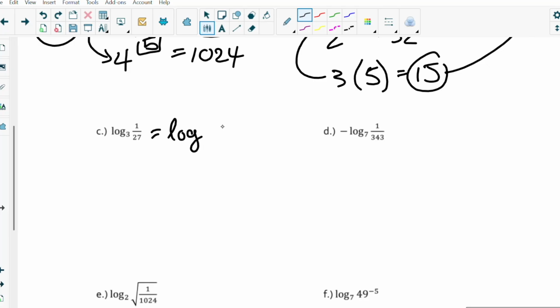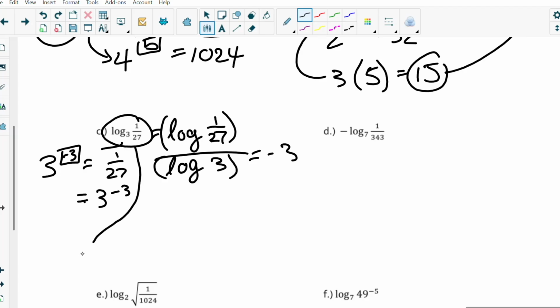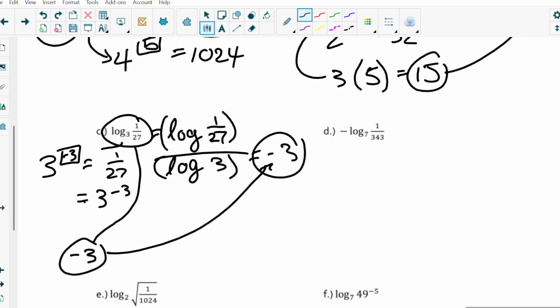Okay, change of base identity. I'm just going to use common logs now. So common log of 1 over 27 divided by common log of 3 gives negative 3. Well, for this one, 3 raised to what exponent equals 1 over 27? Remember, 1 over 27 is 3 to the negative 3, folks. So that has to be negative 3. So log base 3 of 1 over 27 is negative 3. And change of base identity, same.